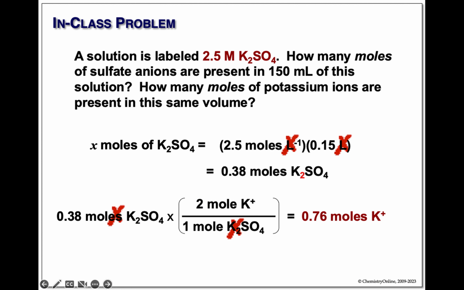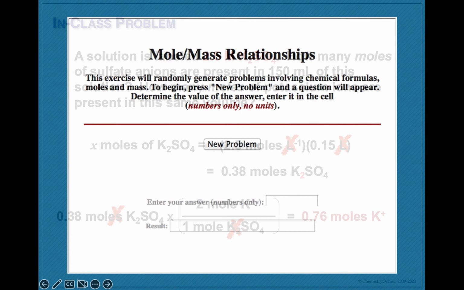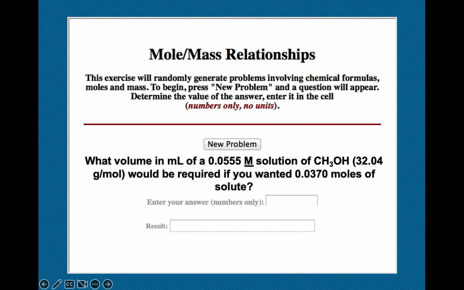Well, this brings us to the second tutorial for this chapter. Mole-mass relationships. What volume in mils? In this particular tutorial, you are typically going to have to do at least 1 metric conversion. So here we're going to do a volume. We're going to get the volume in liters because molarity is defined in liters. We have to convert the final answer to milliliters.